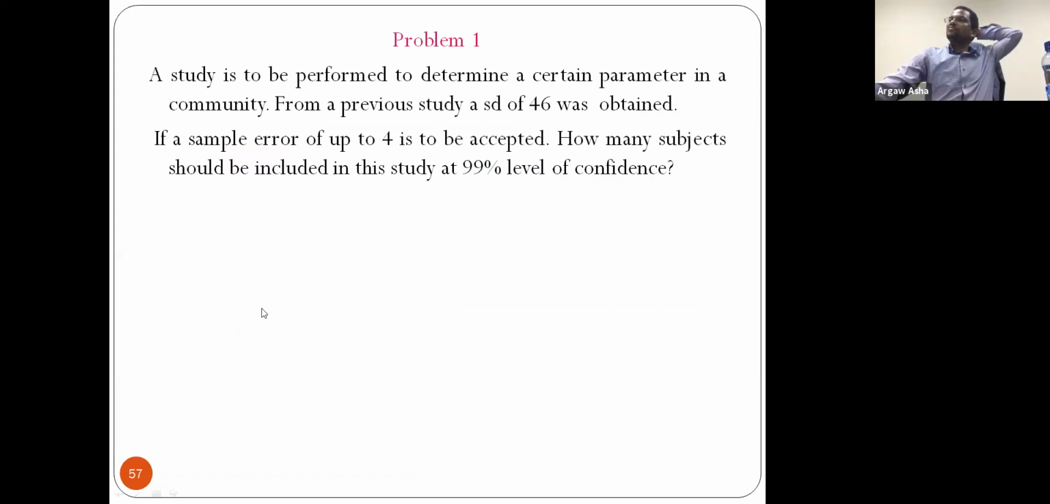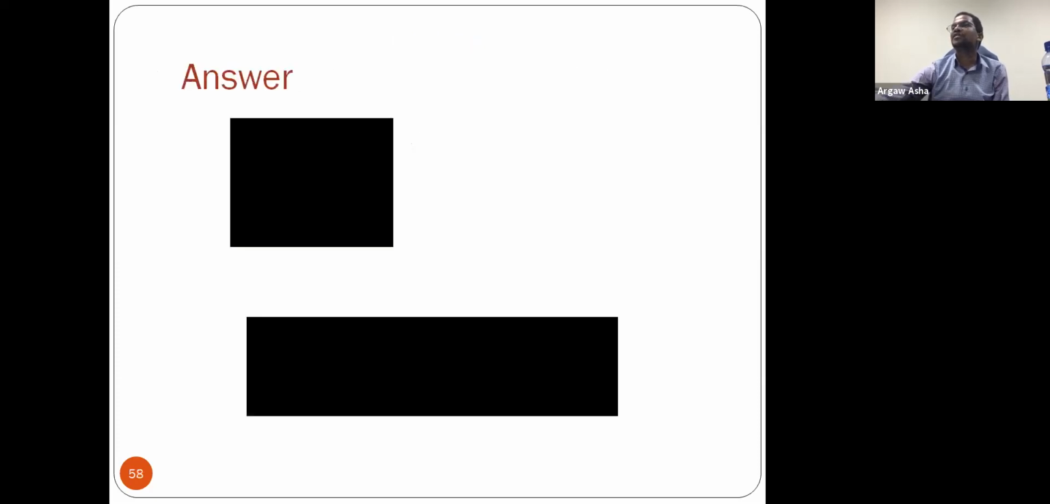Look, here is one example. A study is to be performed to determine certain parameters in the community. From a previous study, a standard deviation of 46 was obtained. Sigma is 46. If a sampling error of up to 4 is to be accepted, how many subjects should be included in this study at a 99% confidence interval?